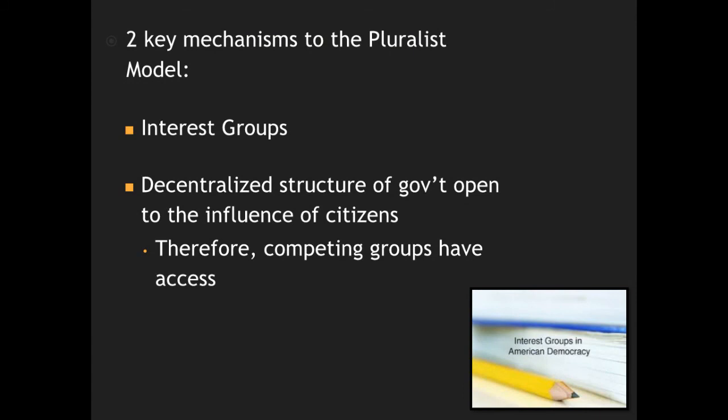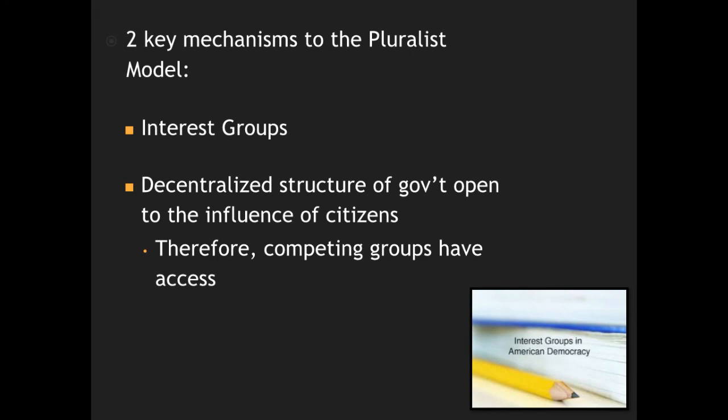There are two key mechanisms to the pluralist model. The first, which was already mentioned, is interest groups. This idea that there are these groups that exist that are only there to voice their opinions to the government. And oftentimes interest groups focus on very narrow interests. We also see a decentralized structure of government open to the influence of citizens. Therefore, competing groups have access.